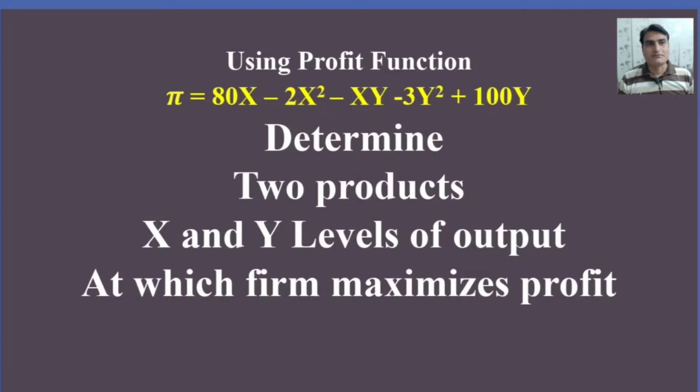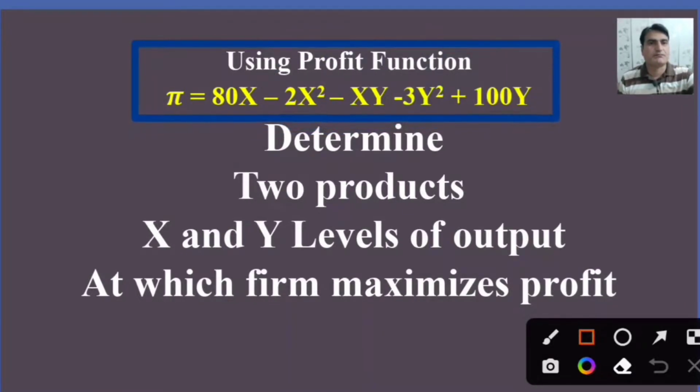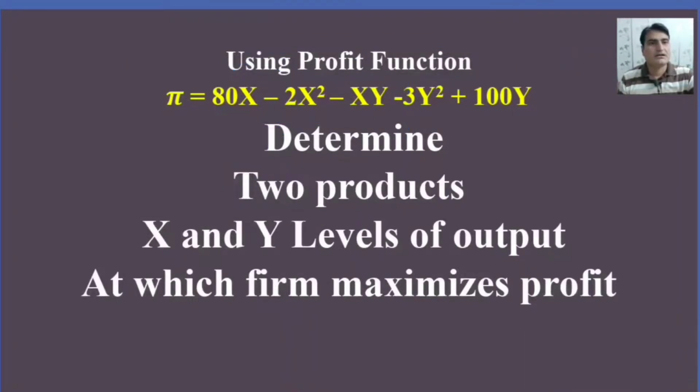So in this lecture we are going to determine the profit maximizing output of products X and Y. This is the profit function, and you can see that there is X on one side and Y on the other side in the equation. So the profit function includes X and Y. It means the firm is producing the two products X and Y.